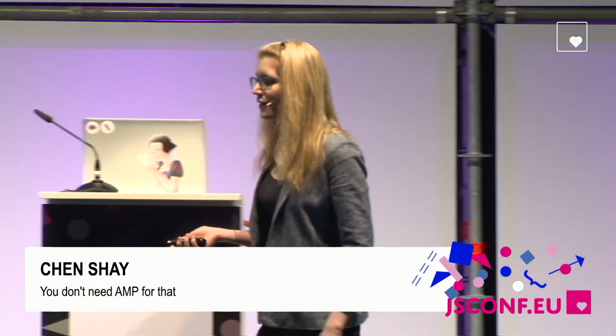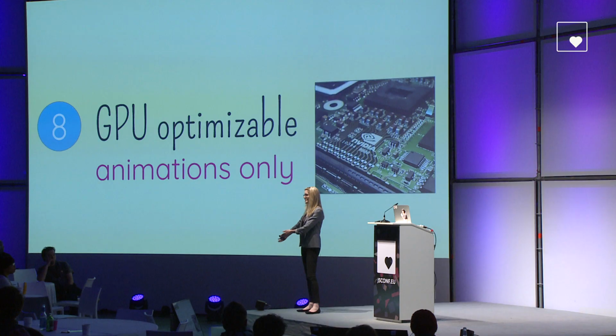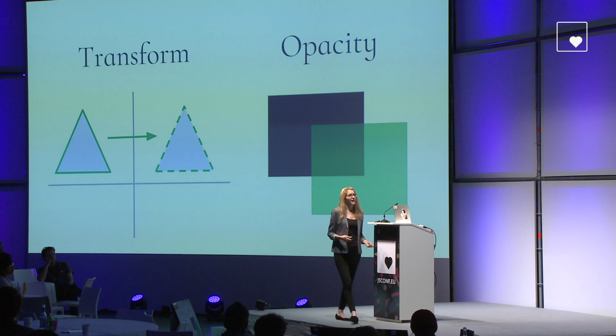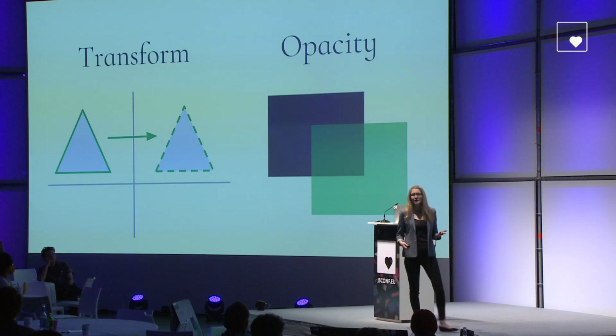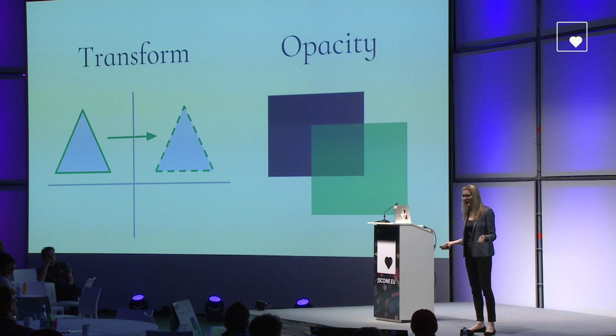The next thing is that we want to do GPU optimizable animations only in our AMP components. So animations are very expensive for the CPU. And we want the CPU to hand over the work, to delegate the work over to the GPU, because the GPU can do animations really quickly and really cheaply. And so in our AMP components, we only allow animations that the GPU can perform. In this case, it's transform and opacity.